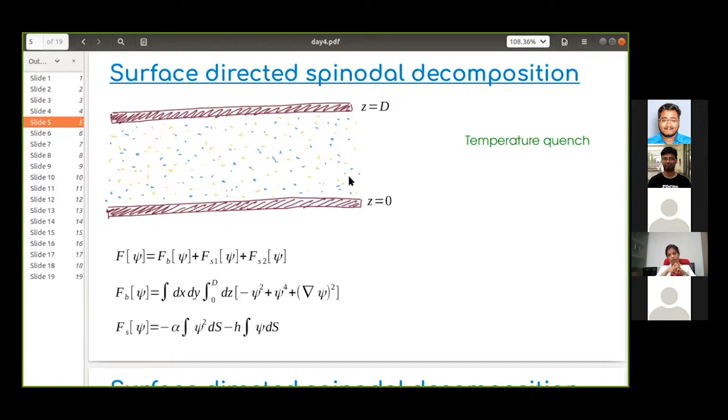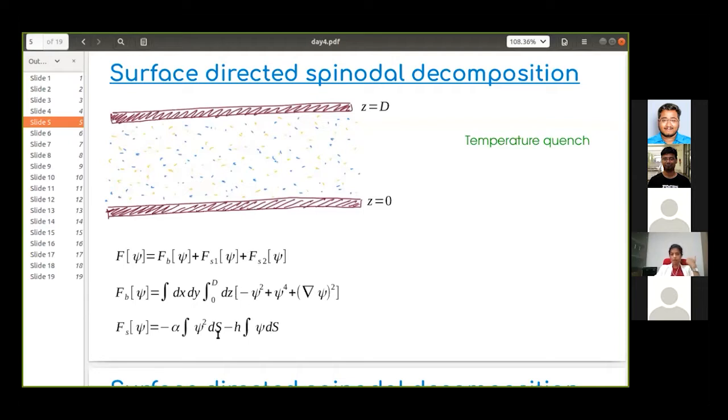Another way to do that is through the boundary conditions, and that's what is mentioned here in this expression. So this corresponds to the surface free energy, where the alpha and the H, these two terms actually take care of the surface preferences. So they will determine which of the two phases of the intermediate fluid will come and sit on top of the surface.